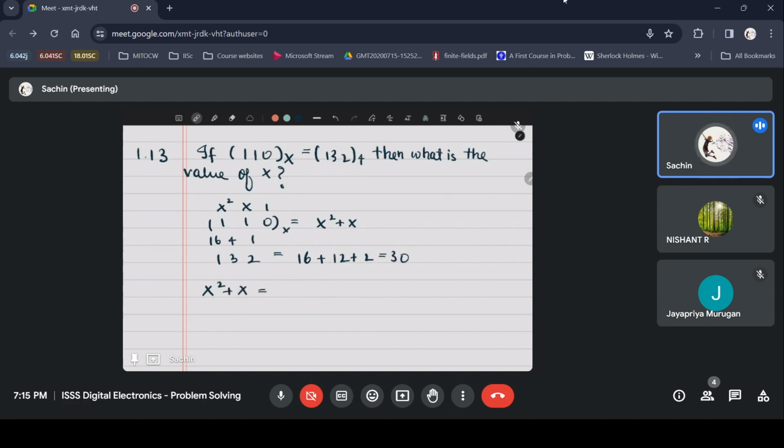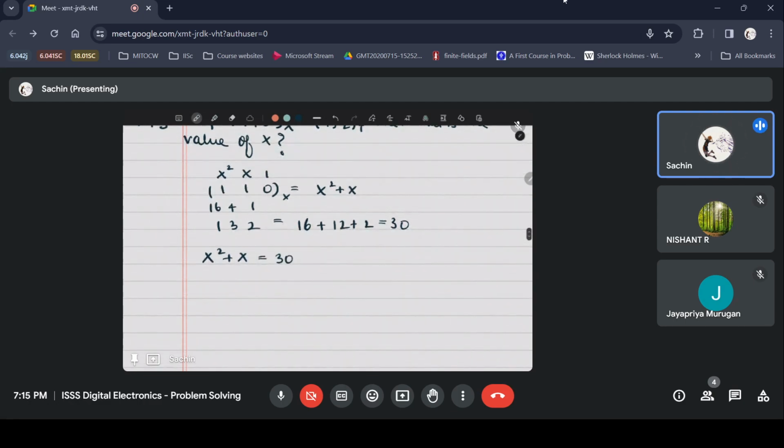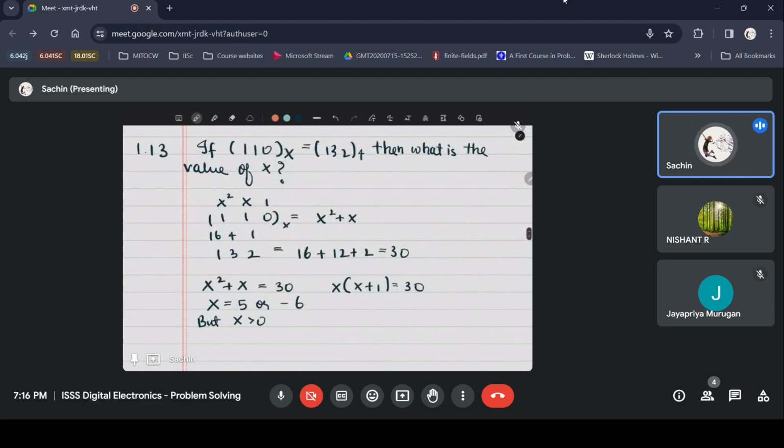That means their value must be same in decimal number system. If you solve this, you will get 5 or minus 6. You could say x into x plus 1 is 30, 5 into 6 is 30, and minus 6 into minus 5 is 30. But x is a base of our number system. We don't have a negative base number system. So x is 5.